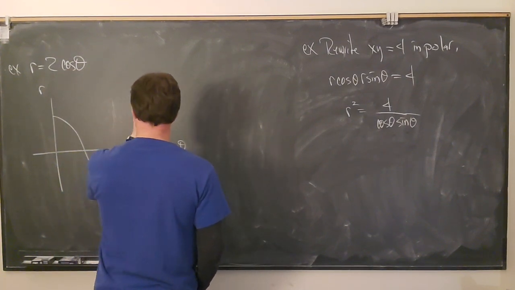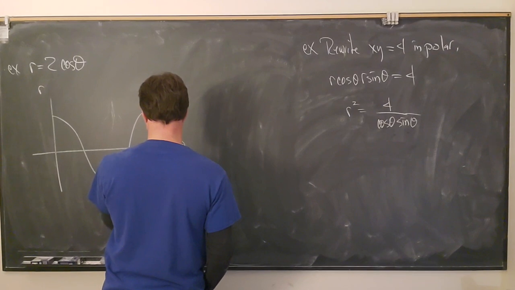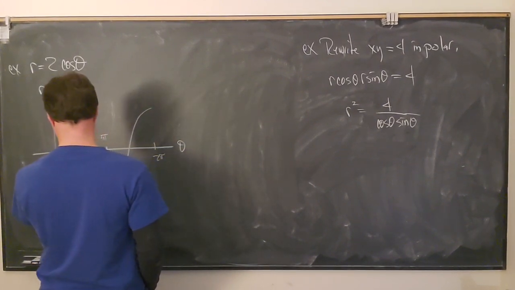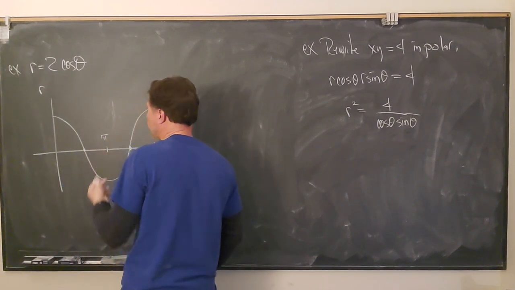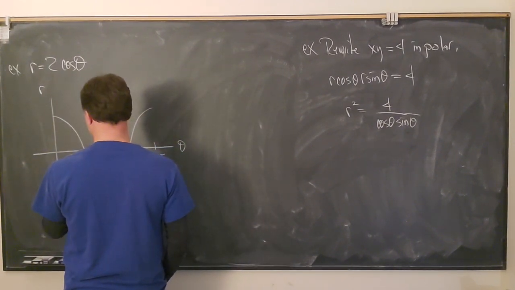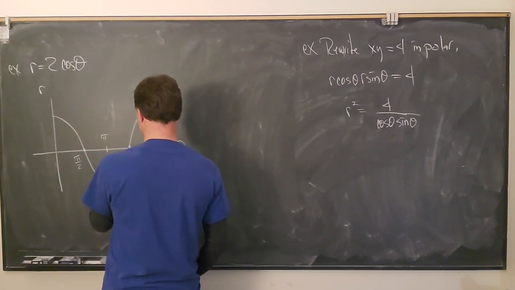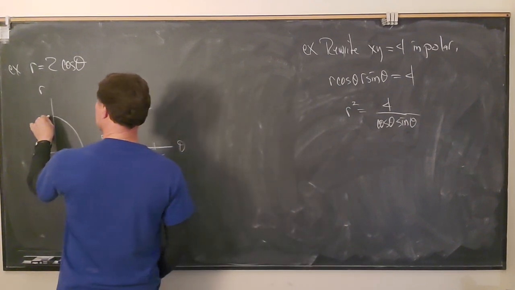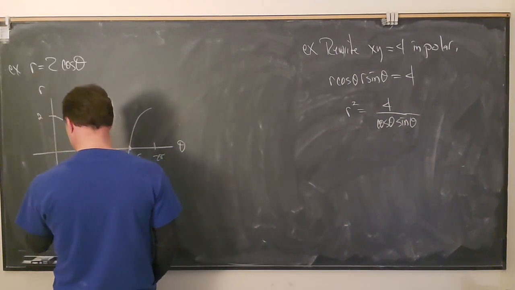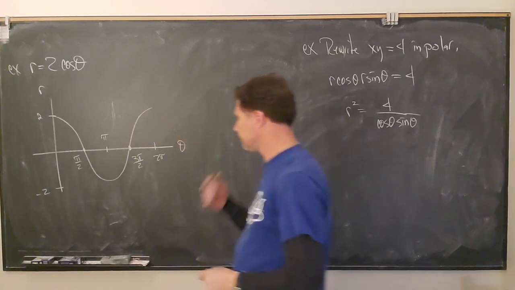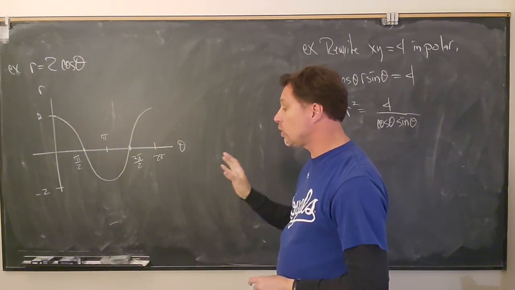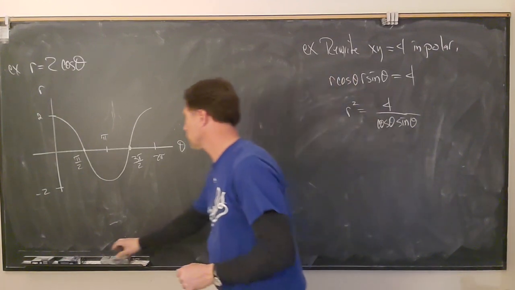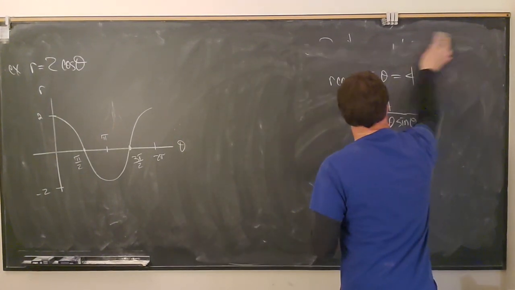I'm going to draw one period and mark some of the important points on this graph. So pi over 2, pi, 3 pi over 2, and 2 pi. That should give me a good feel for what's happening here. Since it's multiplied by 2, the amplitude of this curve is 2. Now, what I'd like to do is use the information in this graph and sketch in the xy plane.